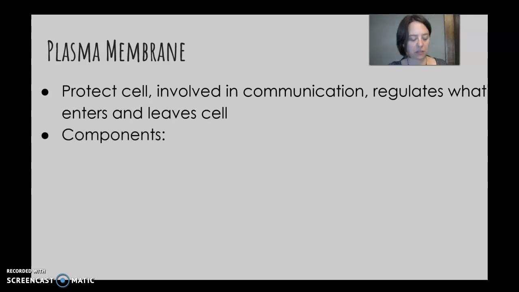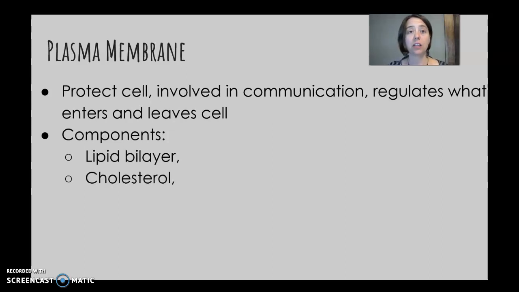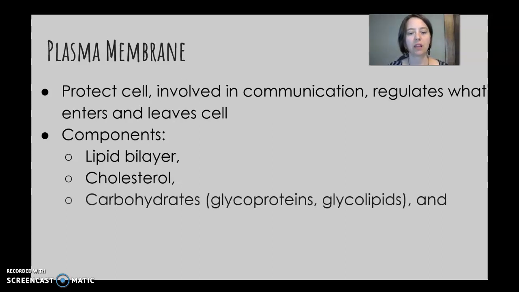The components of a plasma membrane are the lipid bilayer, which is that phospholipid. Cholesterol, which we talked about before, helps stabilize the membrane, and it's also another lipid. And carbohydrates, so glycoproteins, carbohydrate and proteins, and glycolipids, carbohydrate and lipids. Those do a lot with communication. And then also there's a bunch of proteins.